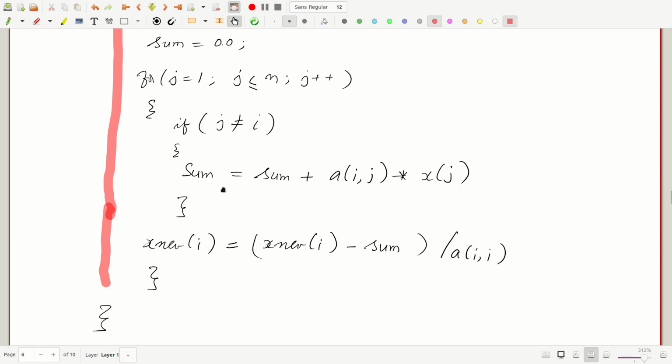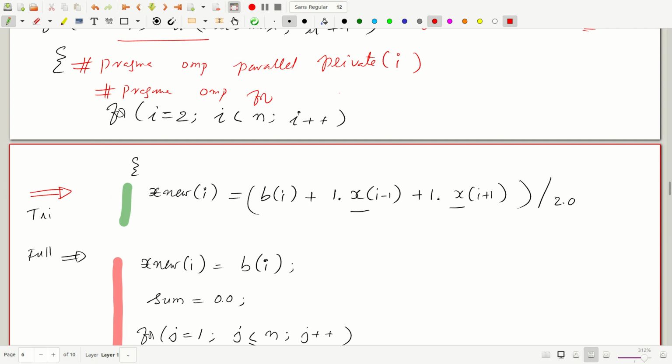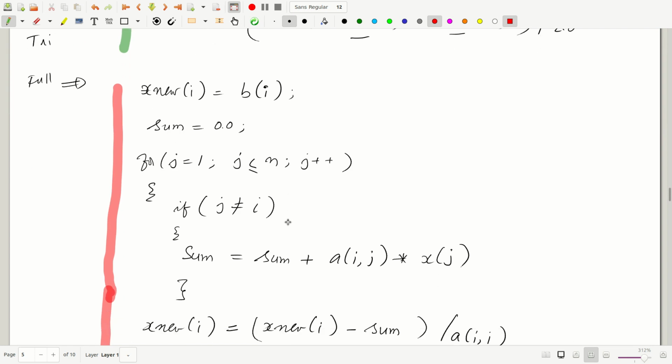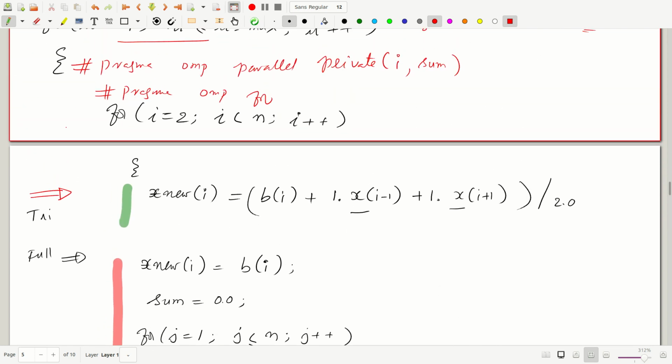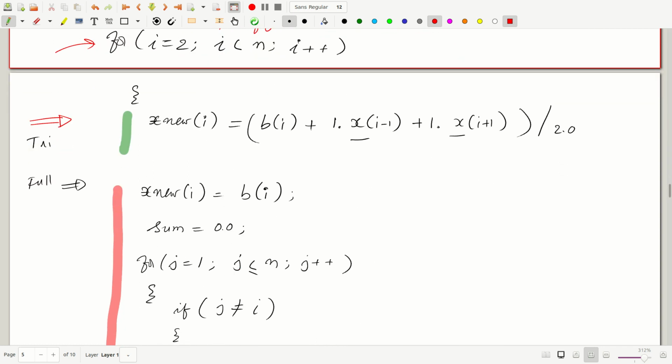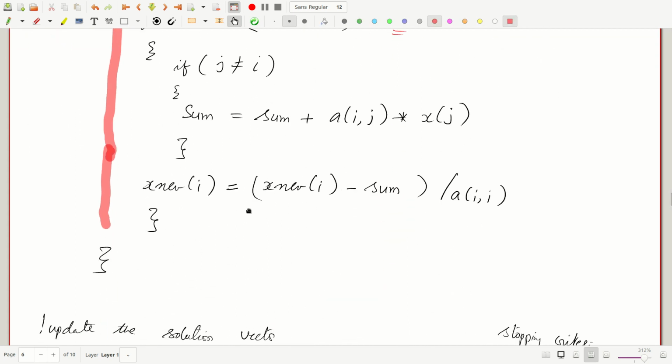So sum would also be a private variable if you are doing it this way. So private(i, sum). If you declare it inside, it will automatically be private. Okay, and then do we need any other clauses here? So that means the outer loop, this one, is parallelized. This one will still run in serial, right? It has to, because you have to add all these values, and then you would get the new solution vector.